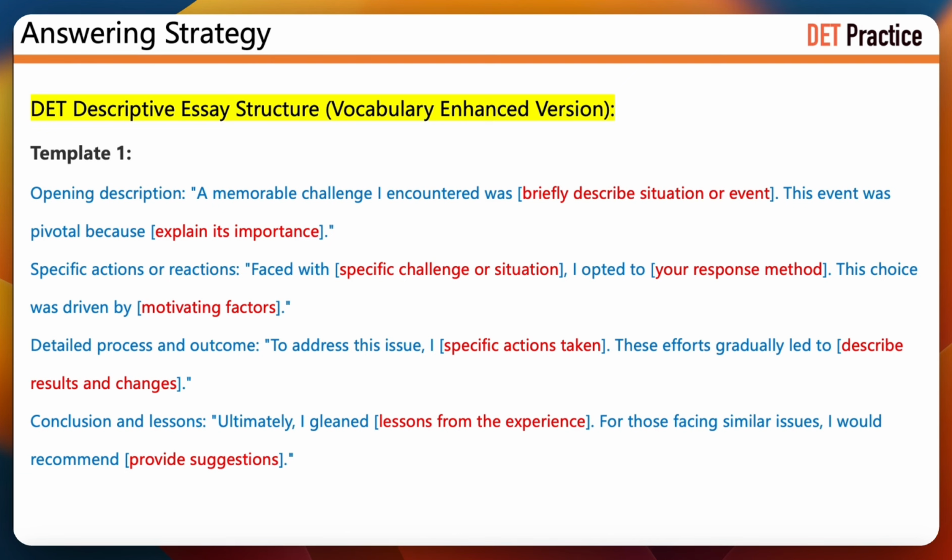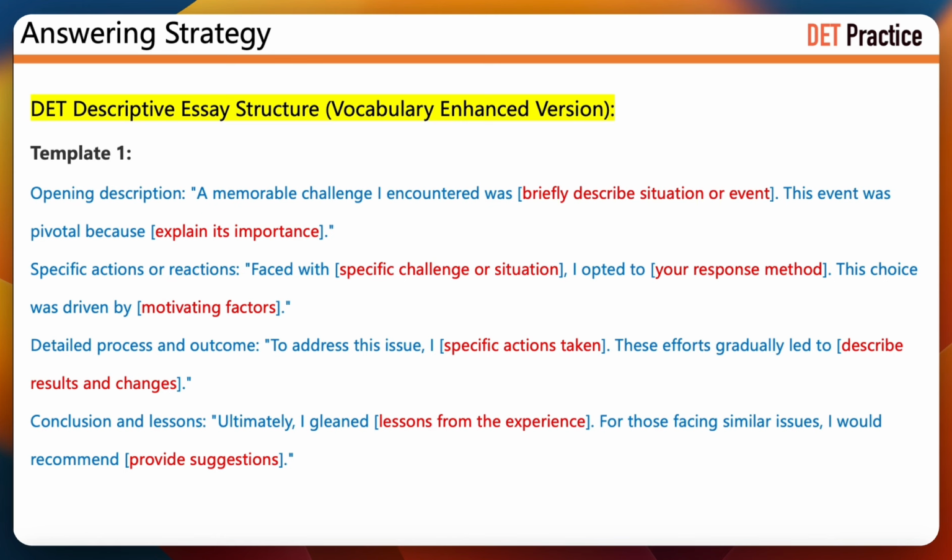Detailed process and outcome. "To address this issue" replaces "to manage the situation," providing a more formal tone. The addition of "gradually" in "these efforts gradually led to" adds nuance to the description of the outcome. Conclusion and lessons. Ultimately, "I gleaned" is used instead of "as a result, I learned," demonstrating a more advanced vocabulary. The phrase "for those facing similar issues" replaces "for anyone facing similar challenges," creating a slightly more formal tone.